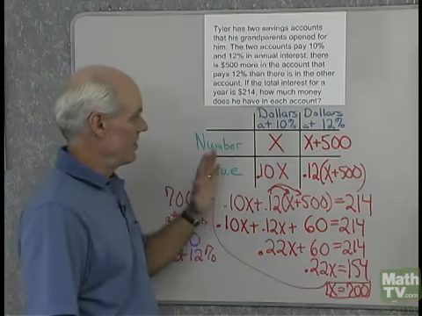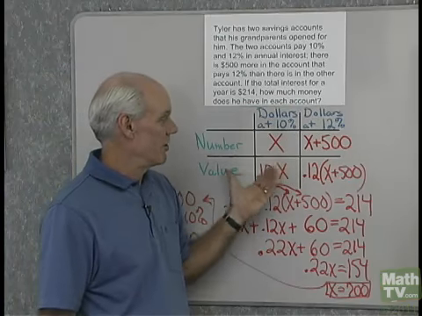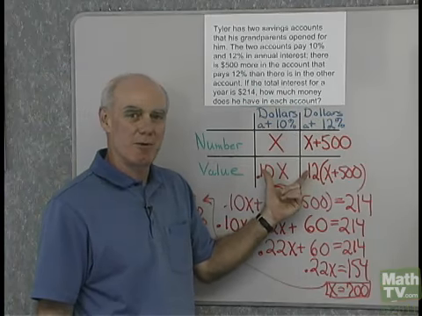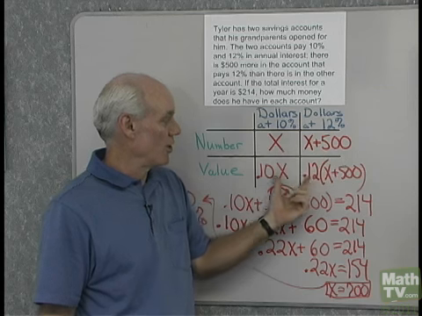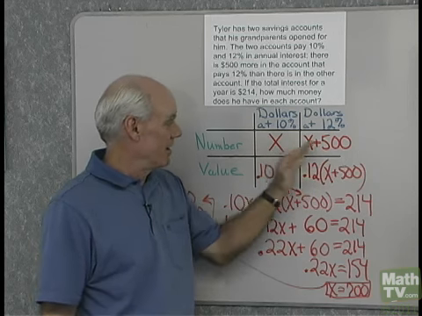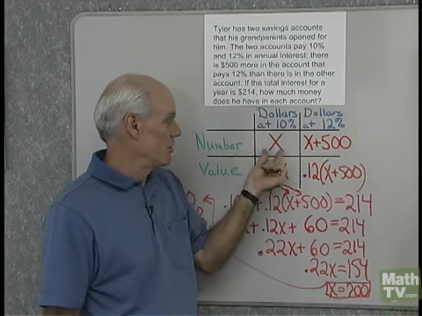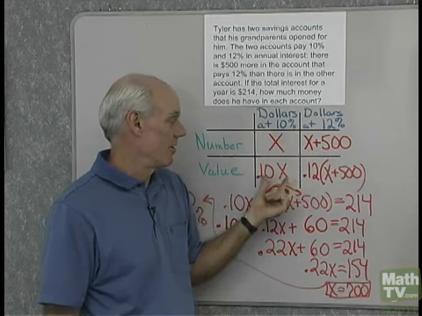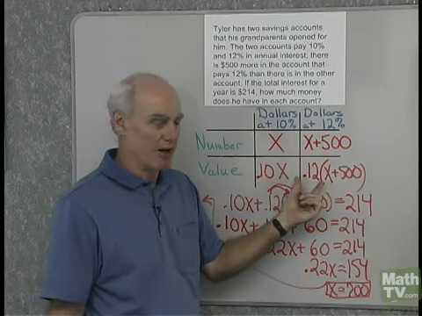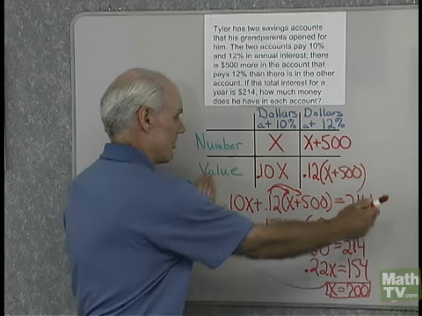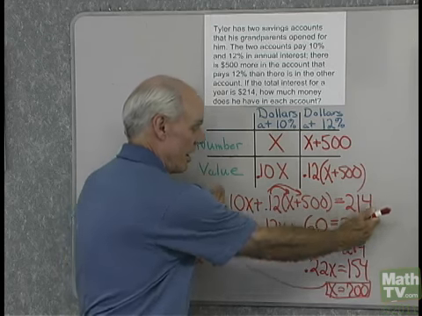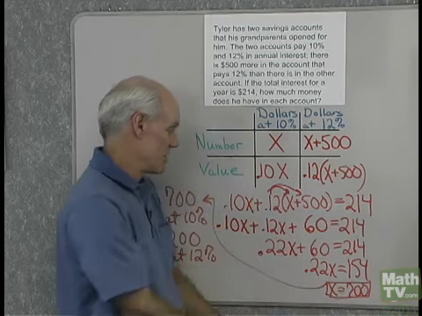So you can see on this problem what I've done is I've drawn this table right here to help me organize my work. I've divided the table into two rows, the number of dollars, and then the value or the interest on the dollars. From the interest on the dollars, I was able to write a nice equation. I solved the equation, x is equal to 700.